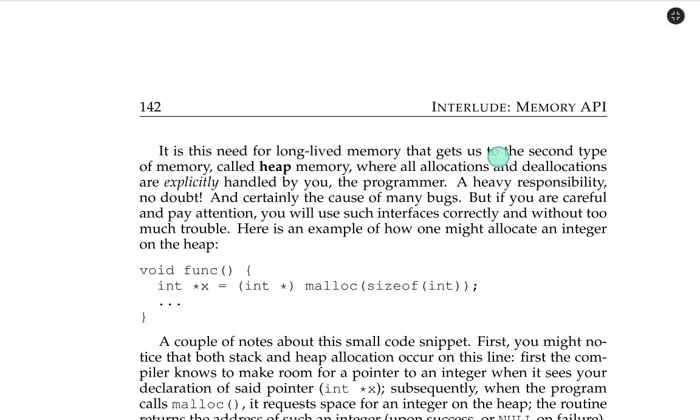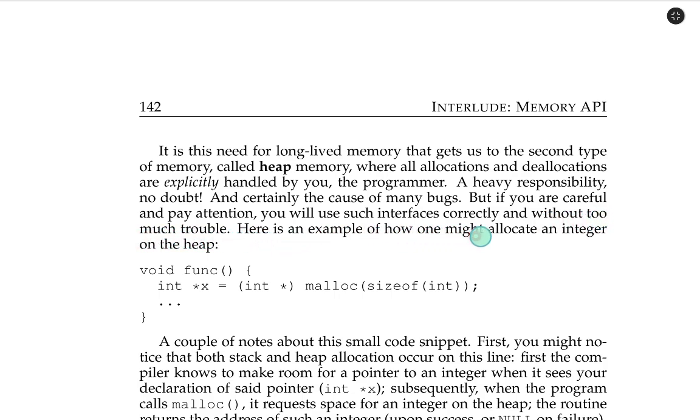long-lived memory that we get to the second type of memory, called heap memory, where all allocations and deallocations are explicitly handled by you, the programmer. A heavy responsibility, no doubt, and certainly the cause of many bugs. But if you are careful and pay attention, you will use such interfaces correctly and without too much trouble.